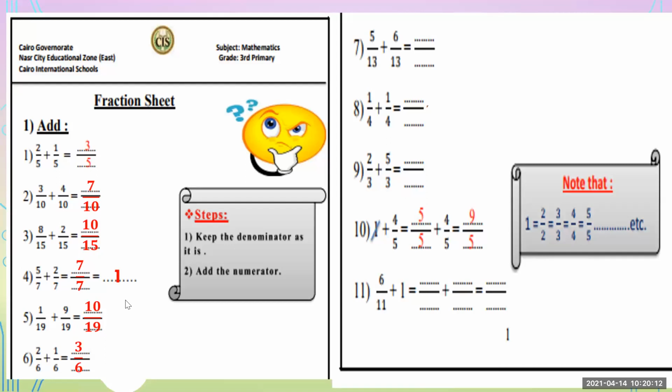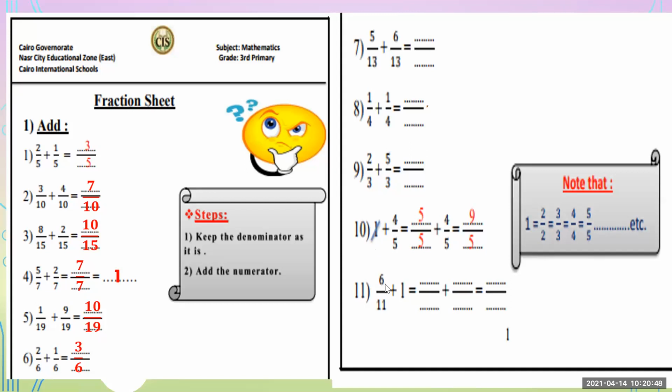Now I will solve number 11 because it has an idea. We have the same in number 10. If we have one whole plus 4 over 5, this 1 whole needs to be a normal fraction like its neighbor, okay? So the normal fraction here, its denominator is what? 5. So the 1 will be 5 over 5.